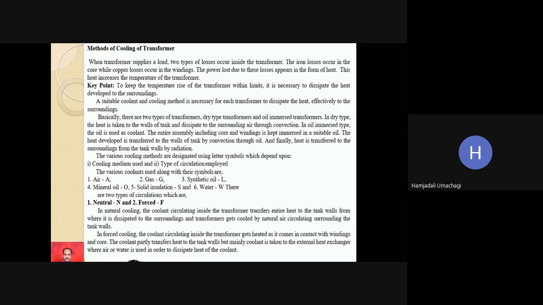Is it clear? Do you have any doubts? Yes? No? Is it clear or do you have any doubts? Shall I move to the different methods now?